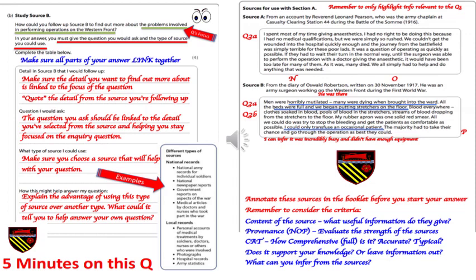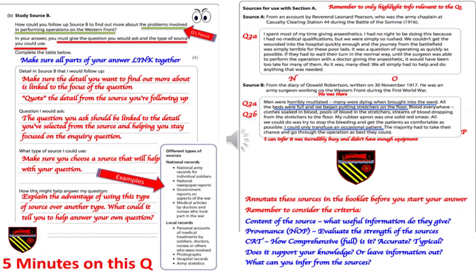So let's walk through this. Detail in source B that I would follow up. I would make sure the detail you want to find out more about is linked to the focus of the question. So you might pull a quote from the source you're using. The question I would ask. Make sure the question you ask should be linked to the detail you've selected from the source and helping you stay focused on the inquiry question. What type of source I could use? Make sure you choose a source that will help you with your question, and there on the right you can see the examples.